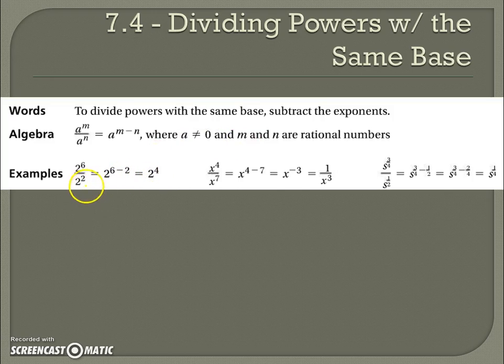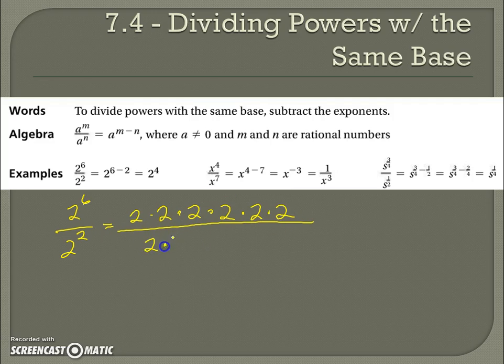Here's a couple examples of how this works. 2 to the 6 over 2 squared is going to be the same thing as 2 to the 6 minus 2. And if I'm looking at this example right here, this makes sense because if I have 2 to the 6 over 2 squared, this is the same thing as 2 times 2 times 2 times 2 times 2 times 2, a lot of 2's here. And right here I have 2 times 2.